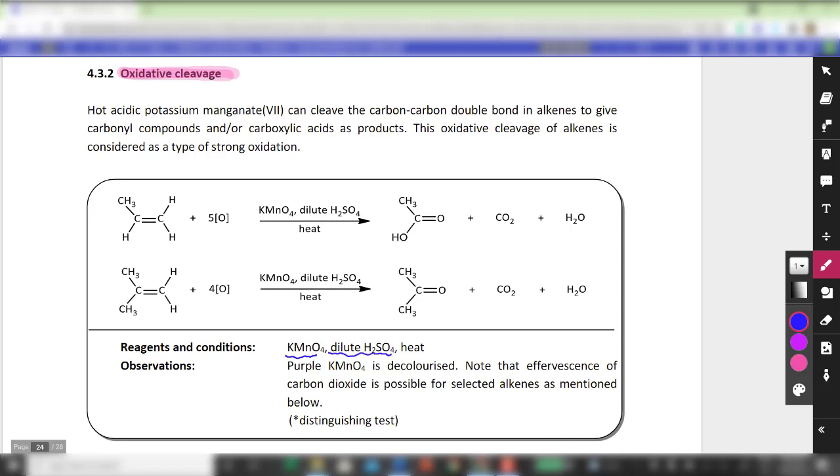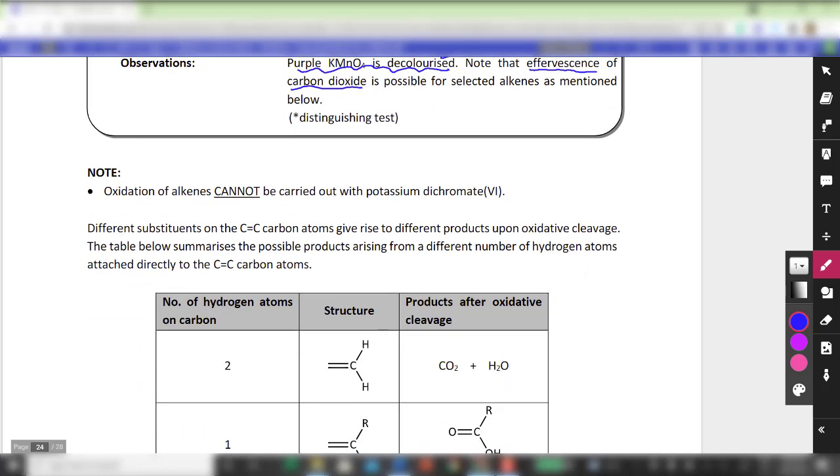Okay, and instead of cold, you need to heat it. And this actually decolorized. It may lead to the effervescence of CO2 depending on whether CO2 is a byproduct. If not, then I think the observation you want to make will be the decolorization of purple KMnO4. And in oxidative cleavage, how do we predict the product? So that's what we're going to go into next.